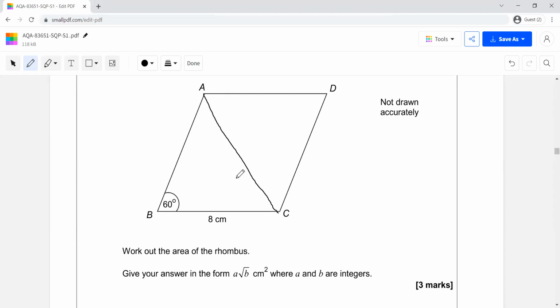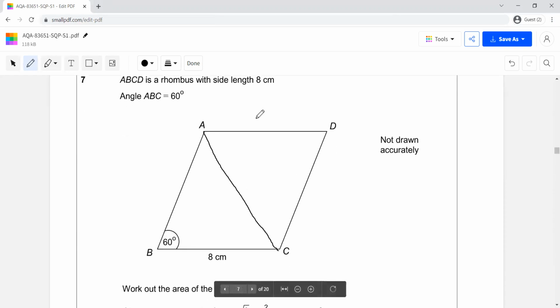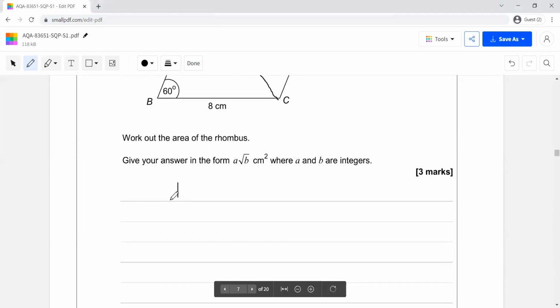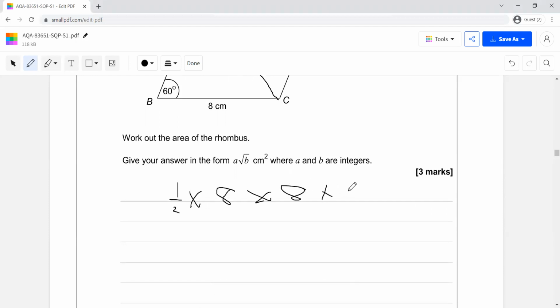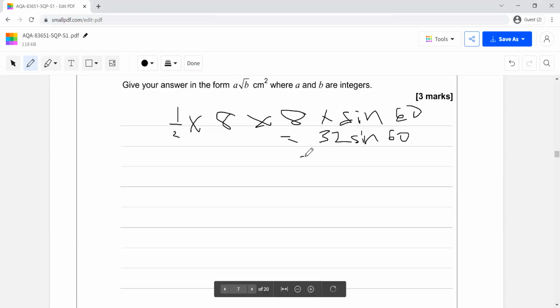Now, yeah, so I'm calling this 8. So I'm going to do a half times 8 times 8 times sine 60, which is equal to 32 sine 60. And we know that sine 60 is root 3 over 2. So that's equal to 16 root 3.